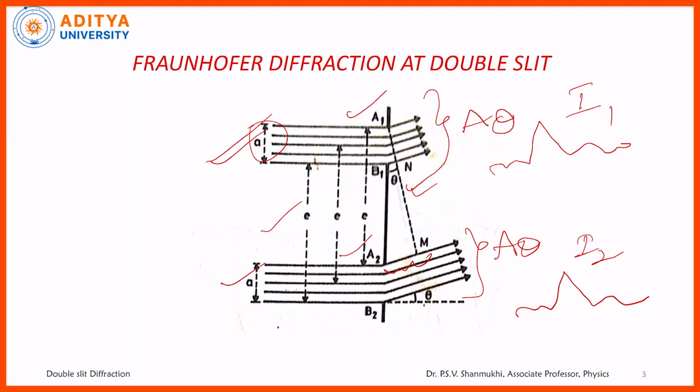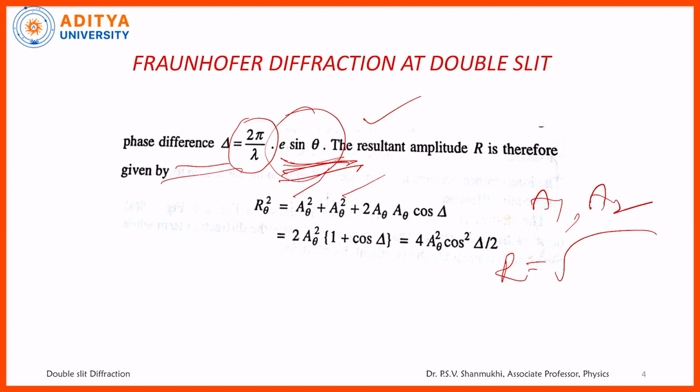Already we have seen A theta, which is due to the single slit diffraction, the resultant amplitude. This is A theta, that is also the resultant amplitude. Instead of A1 and A2, we have A theta, A theta. That is why, what is the resultant amplitude square? A theta square plus A theta square plus 2 A theta cos delta.